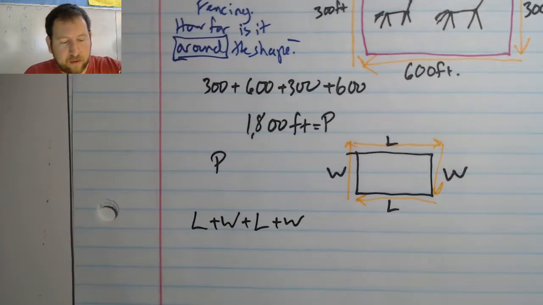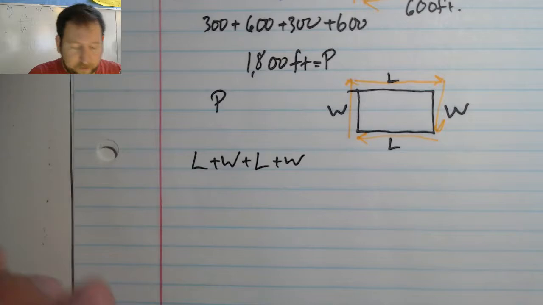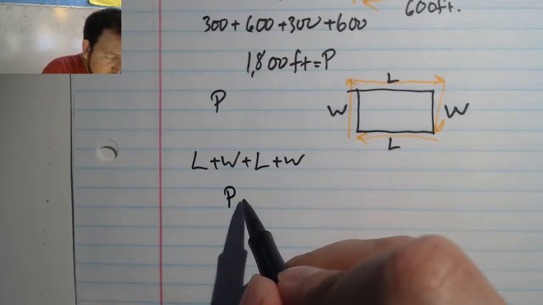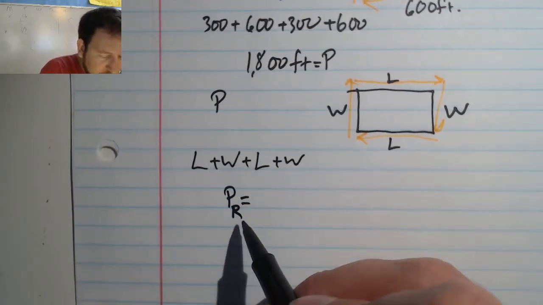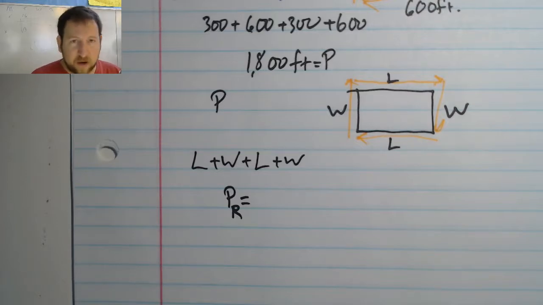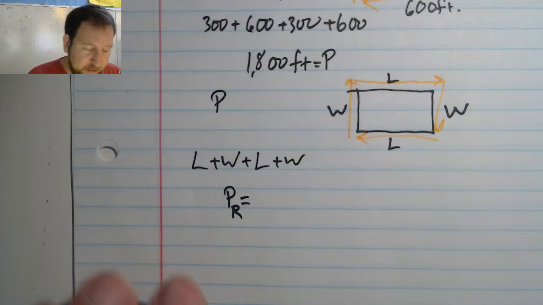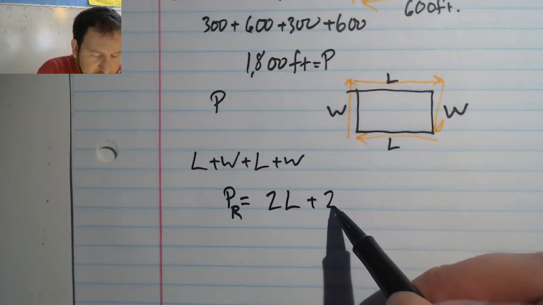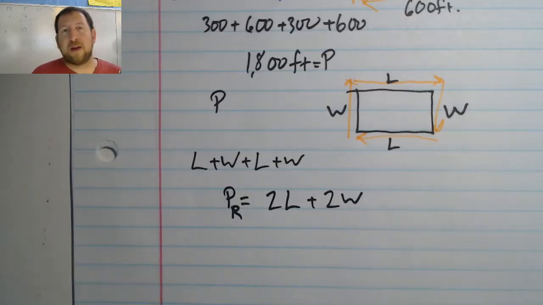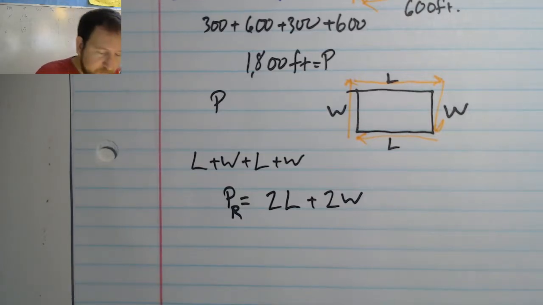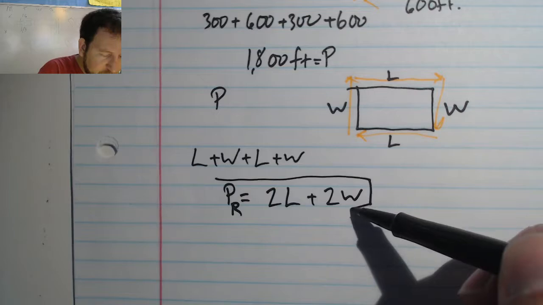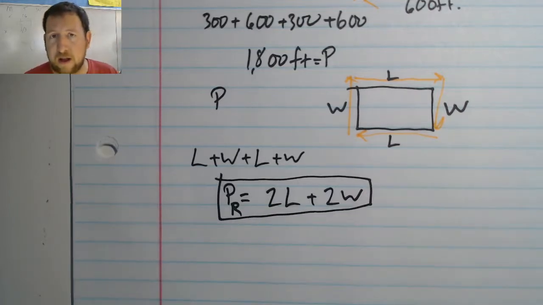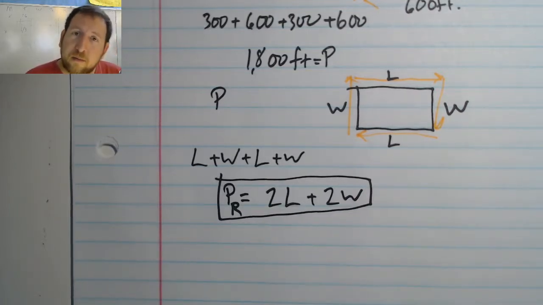And I can simplify this down a little bit. And I can in fact write that my perimeter of a rectangle, and I'll use a subscript to denote that this is the perimeter of a rectangle, or a little floating letter that's below the big letter, is going to be 2L plus 2W. So if I ever need to find the perimeter of a rectangle, this is the formula that I can use. Very convenient that way. Let's take a look at the perimeter of a square.